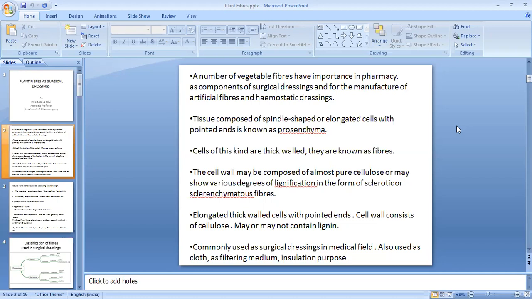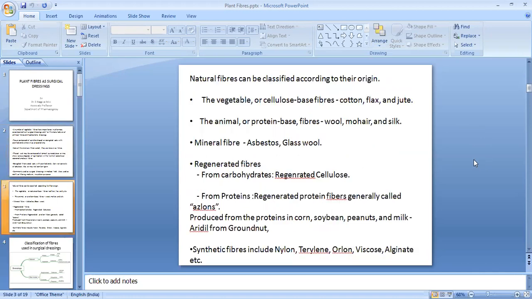Apart from this, they are also used in the manufacture of cloth, as a filtering medium, or for insulation purposes. Now, from where do we get these fibers? The classification of natural fibers is as follows. They are obtained from the vegetable source, animal source, and the mineral source.